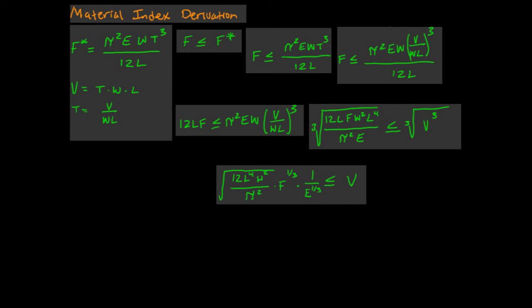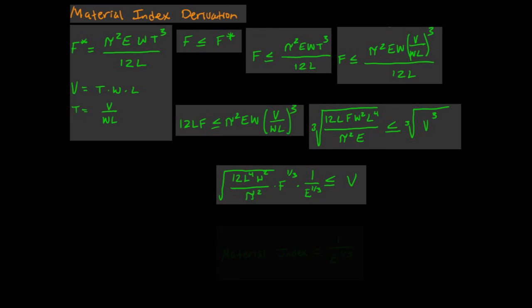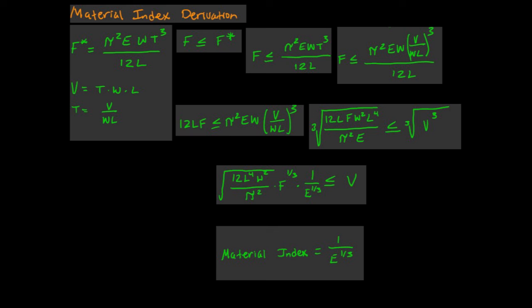which is our geometric constraint times our functional constraint times our material index. And our material index ends up being 1 over the elastic modulus to the 1/3. So this means that the higher elastic modulus we have, the lower material index we will have, which will result in a smaller volume, which means it'll be a more ideal material for our application.